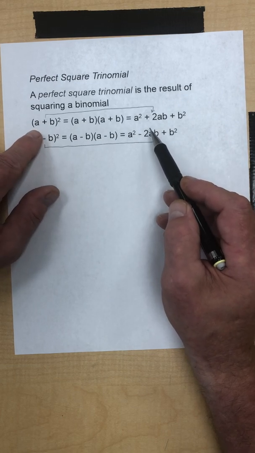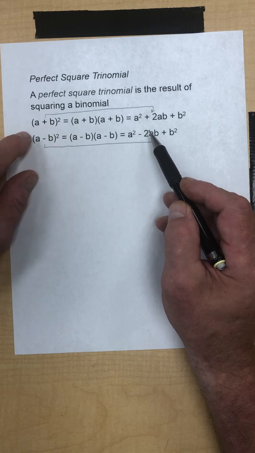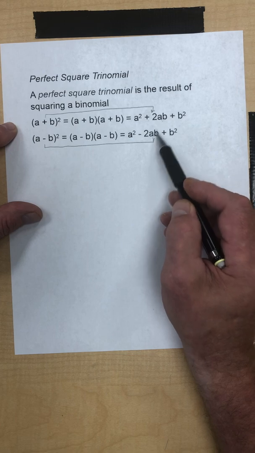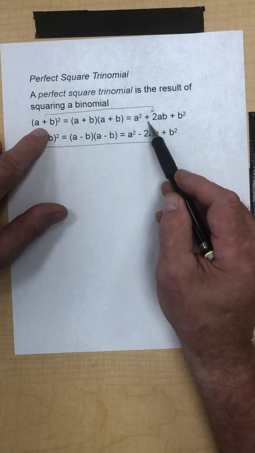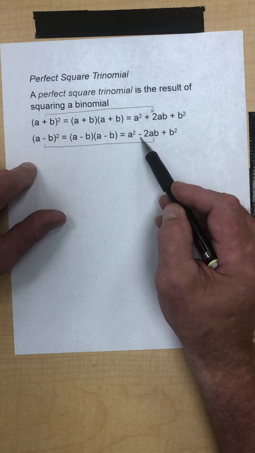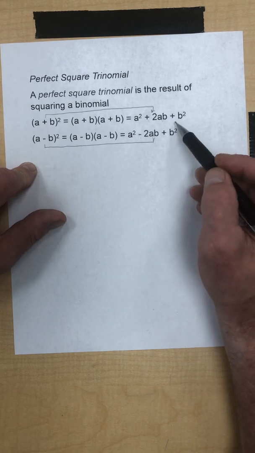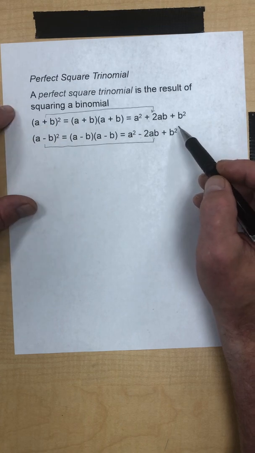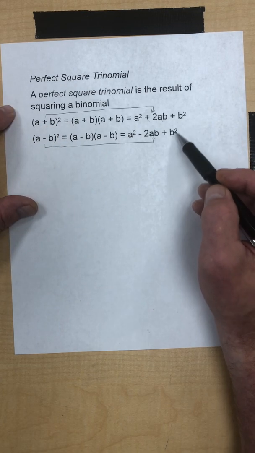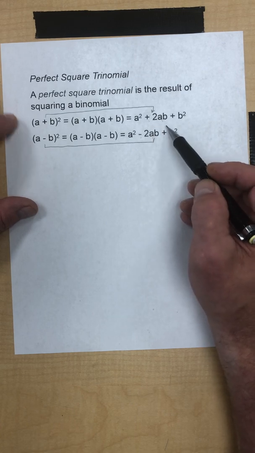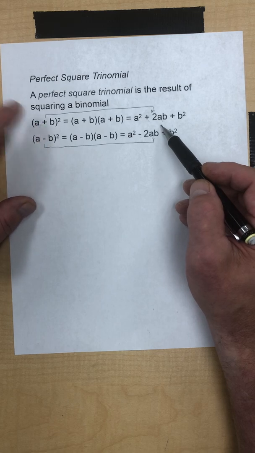Then we go 2 times the first times the second. So it'd be 2 times a times b, which is 2ab right here. The only difference is the middle term takes the sign of the binomial. So if it's a plus b, you get plus 2ab. And if it's a minus b, you get minus 2ab. And then the third term is always positive, and it's just the second term squared, so b squared. Notice that these two are almost identical. The only difference is the sign of the middle term, the linear term. That always takes the sign of the binomial.